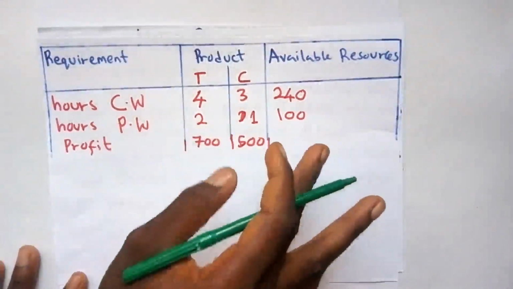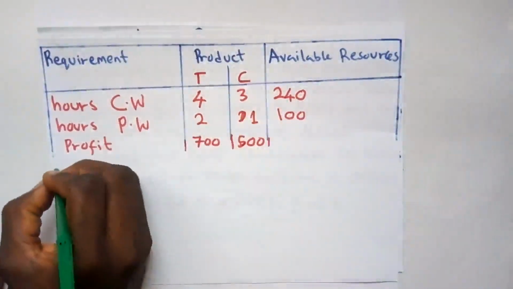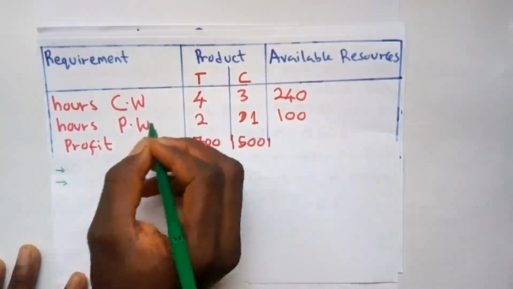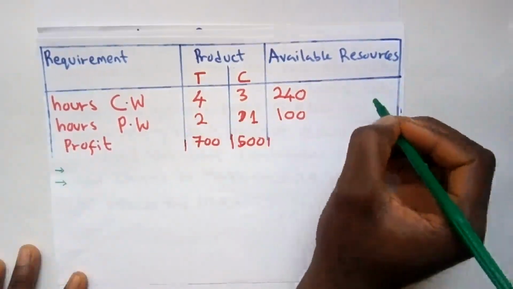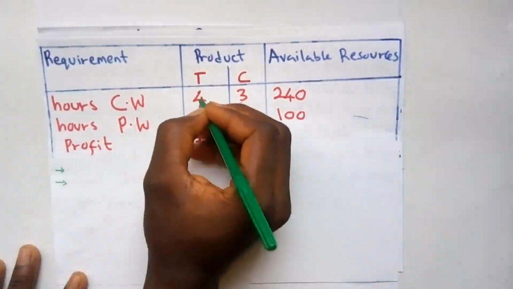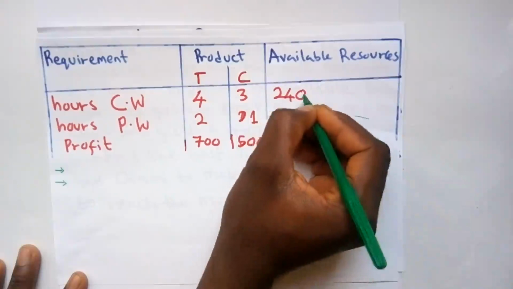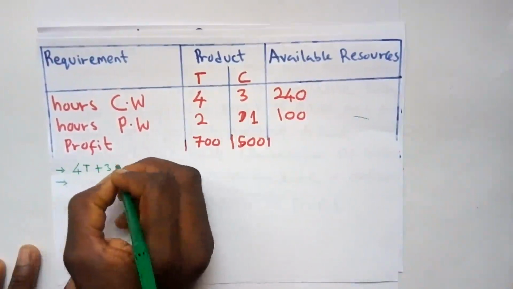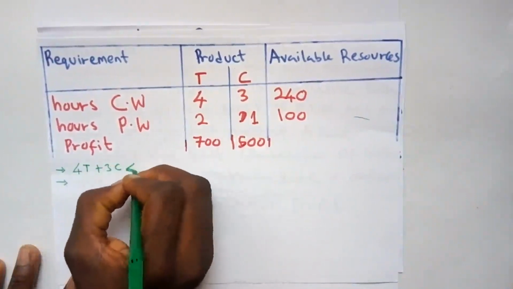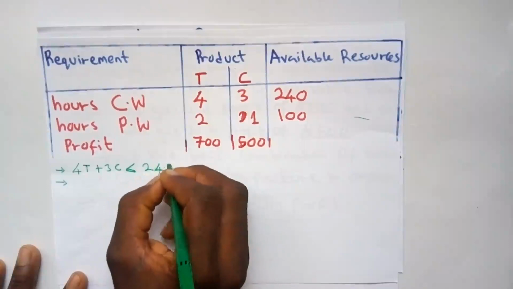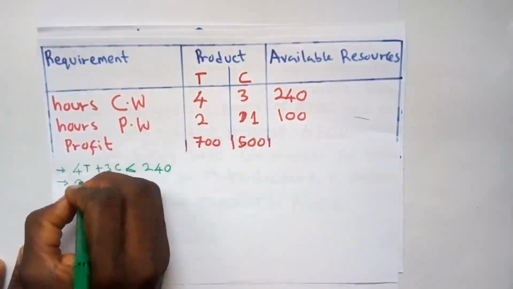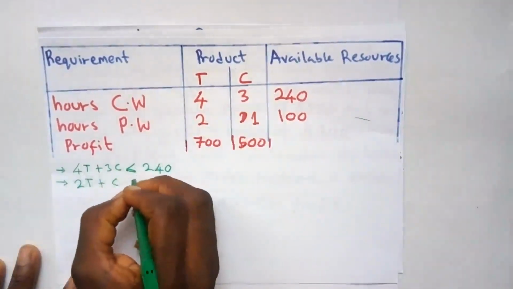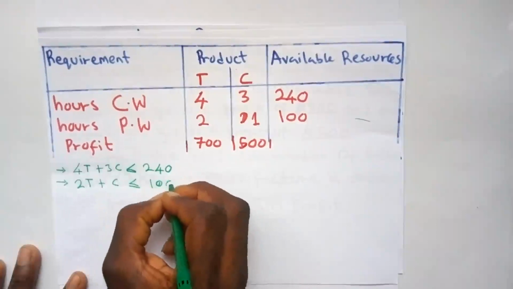Once you have gotten your table in this format, look at what you are going to do. Get your first equation and your second equation, that is the first equation of constraint and the second equation of constraint, because there are only two here. So let's take the first one: 4t plus 3c is less or equal to 240. And for the second one, 2t plus 1c, which is just c, is less or equal to 100.